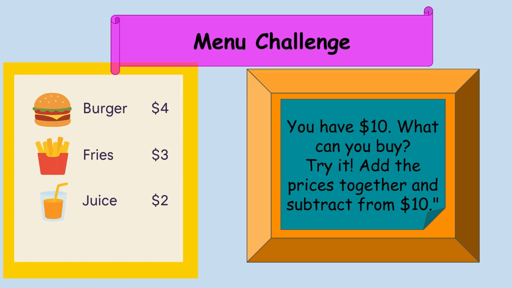Okay, it's time to go get something to eat. So you go to a restaurant and you want to get something to eat. The burger is $4, the fries is $3, and the juice is $2. You have $10. What can you buy? Okay, pause and try it. Add the prices together and then subtract from $10. Tell me what you have left. Again, you can pause to make your order and then add and tell me what the total is.